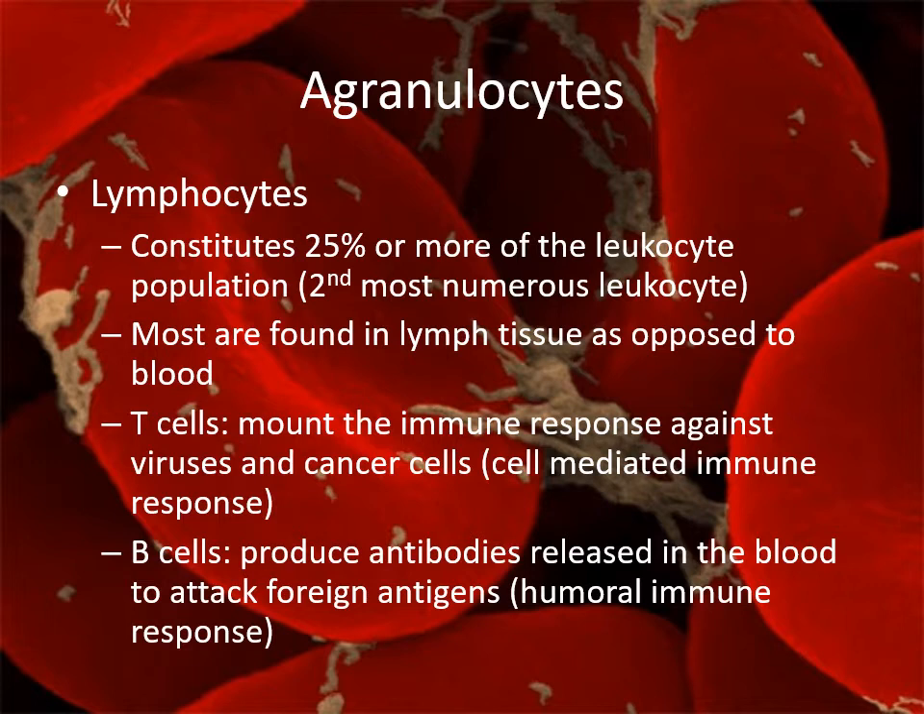The T cells, their job is to mount an immune response against viruses and cancer cells, and they do this through cell-mediated immune response. The other type of lymphocyte that's really important are B cells, and these produce antibodies released into the blood to attack foreign antigens. So this is the humoral immune response.